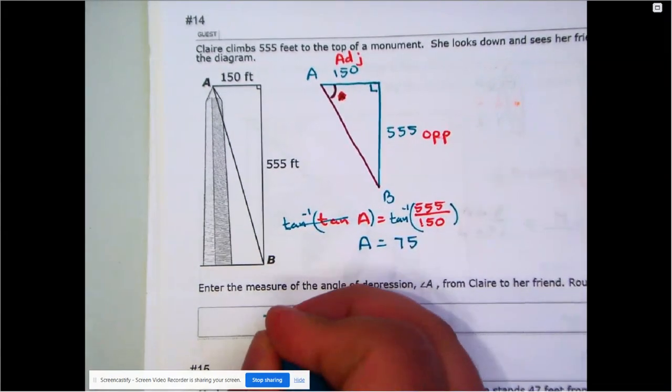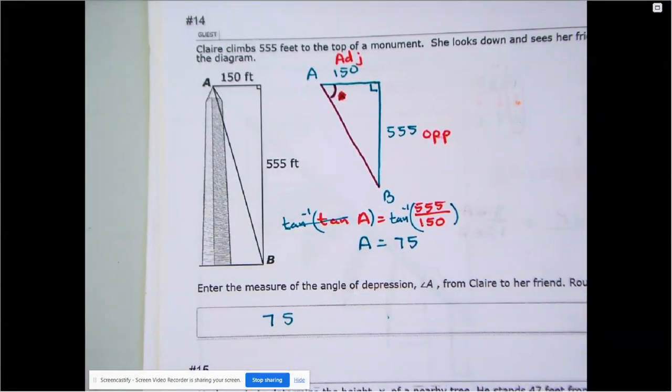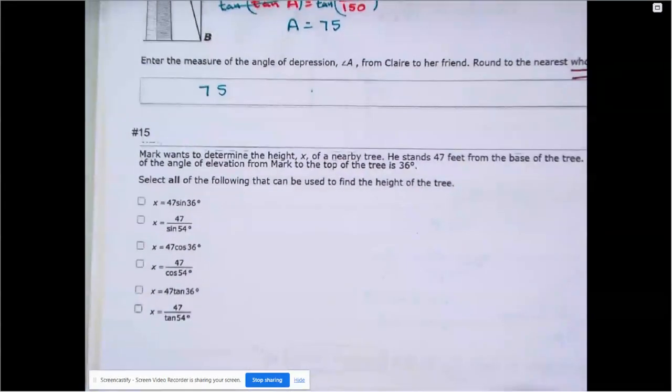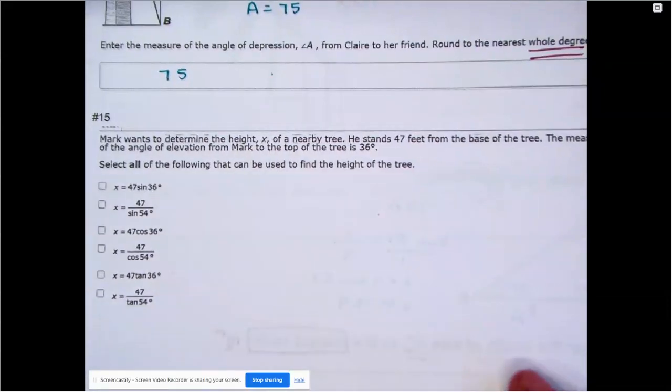And there's my answer for this problem. Again, all SOHCAHTOA based. And then that brings me to the last one. Now, this one is a little more complicated, but we've actually already worked with some of these.